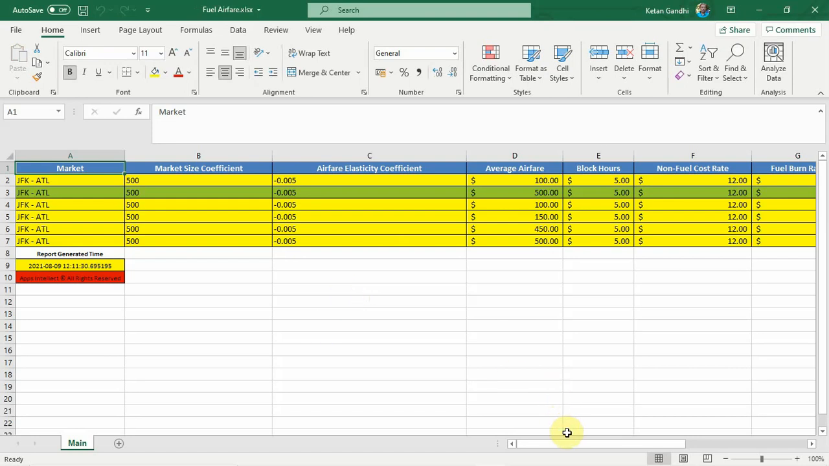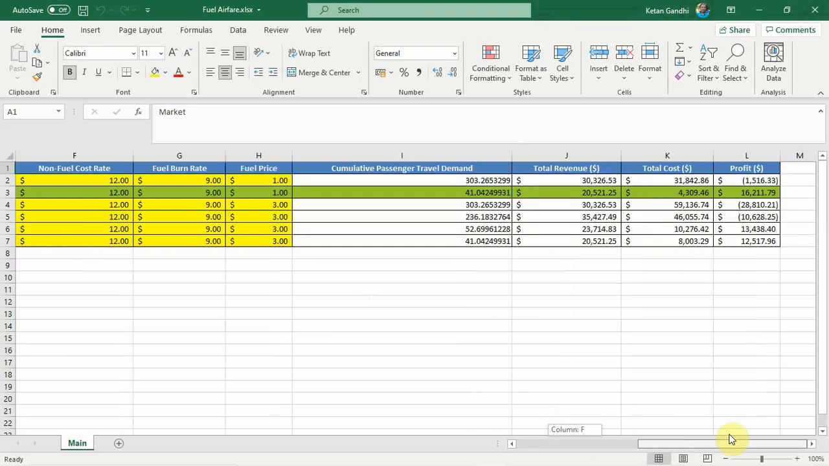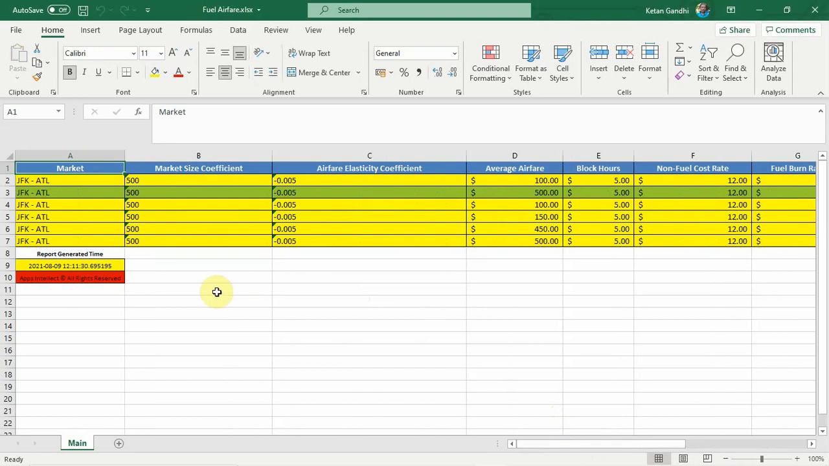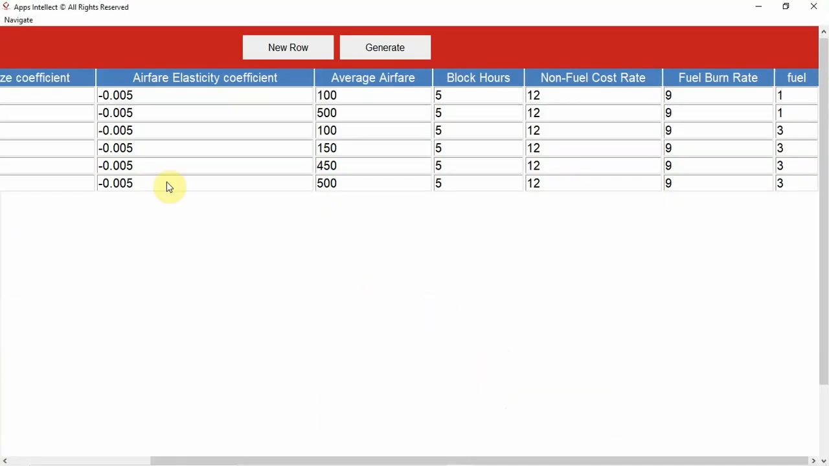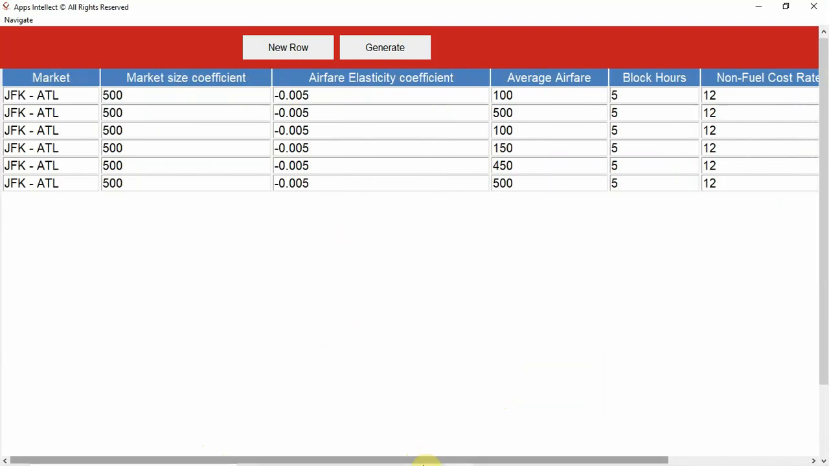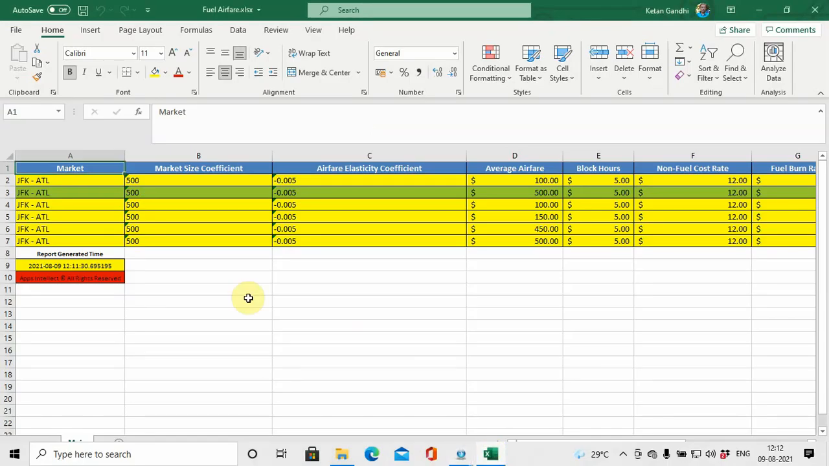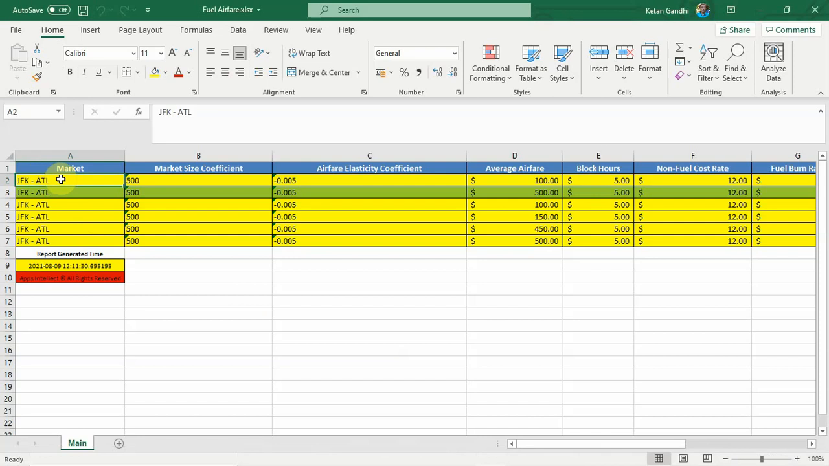What this application does is, the yellow highlighted fields are the input that we saw here, which was automatically generated because we have kept it in the developer's mode. This is the input, right? And this input is being generated, and these are the parameters. We are taking a market from JFK to ATL, that is, this particular aircraft is flying from this origin to destination.